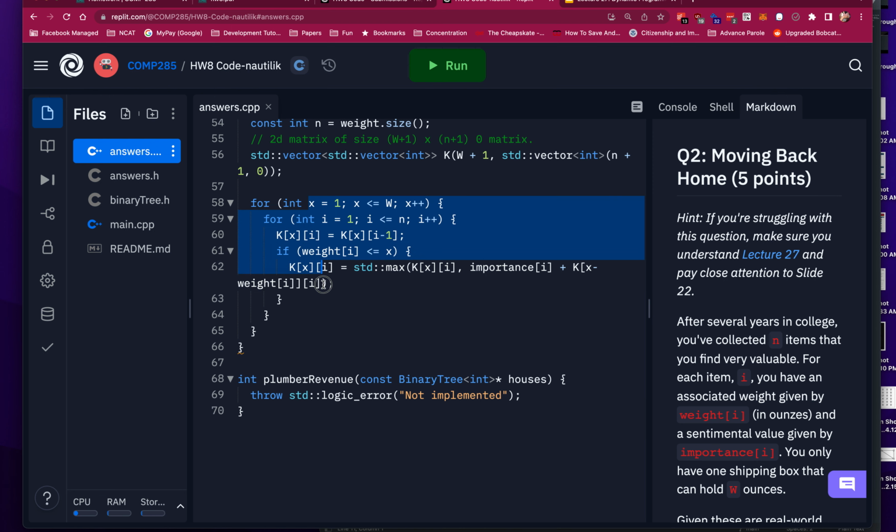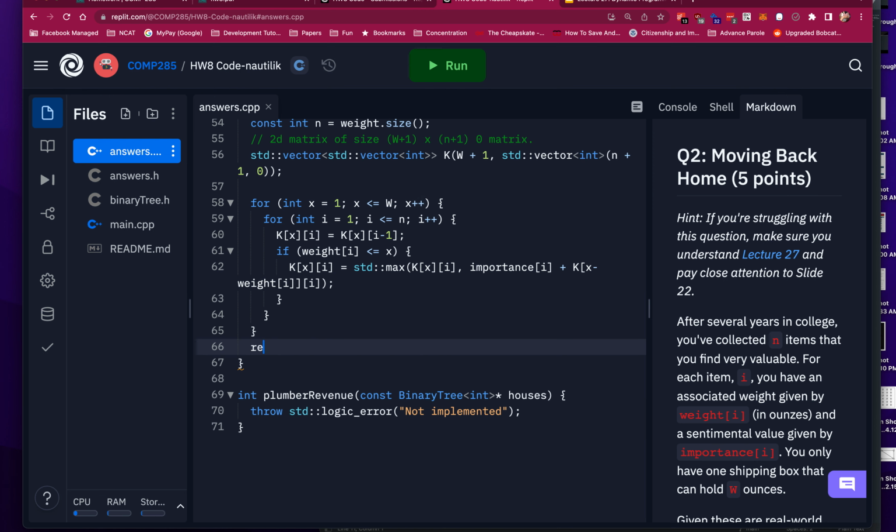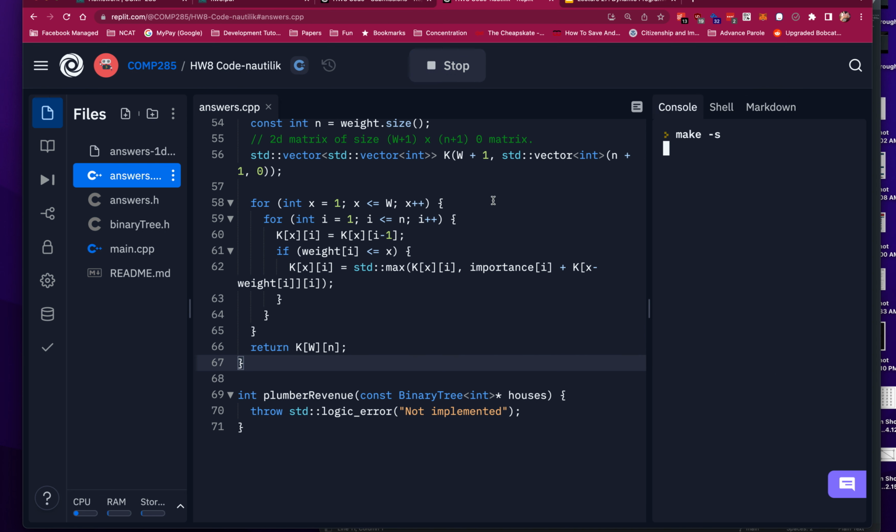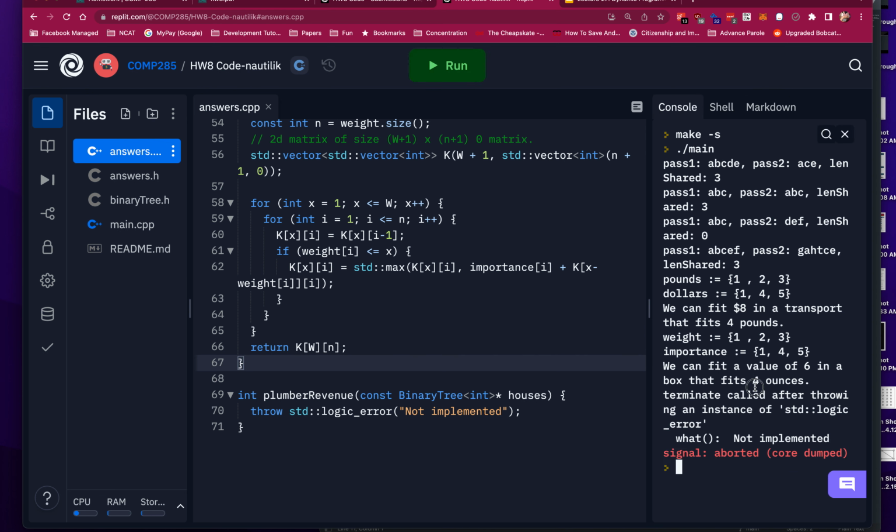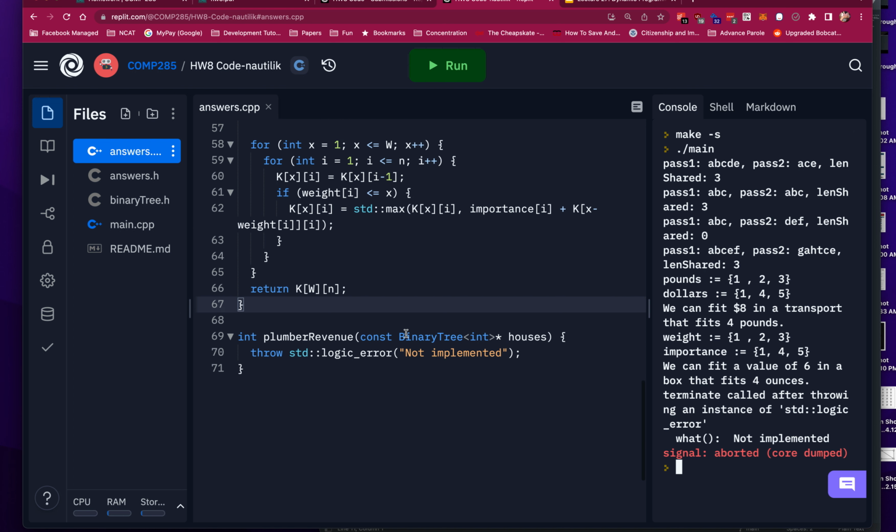And you do that, that fills in your matrix, and then at the end, you just return k of w, n. That is your answer. So again, this should probably work. You compile it. Again, hopefully that didn't take too long. You can fit a value of 6. That's actually the right answer.